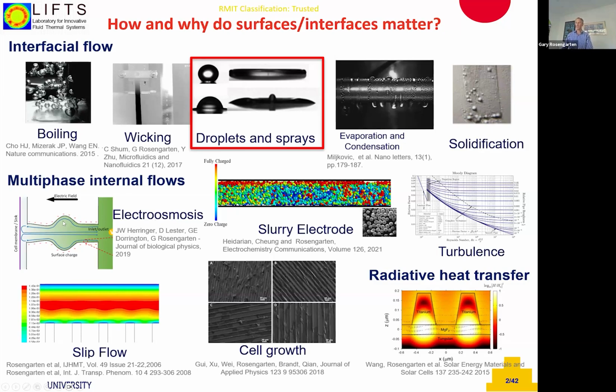Electroosmosis depends on the electrochemistry of the surfaces. We've worked on slurries and the slurry electrodes, even turbulence. You've all done the Moody diagram. Slip flow in superhydrophobic surfaces, even cell growth, and of course, what people often don't talk about is even radiative heat transfer. There's metamaterials which you can control the frequency of emitted thermal radiation.